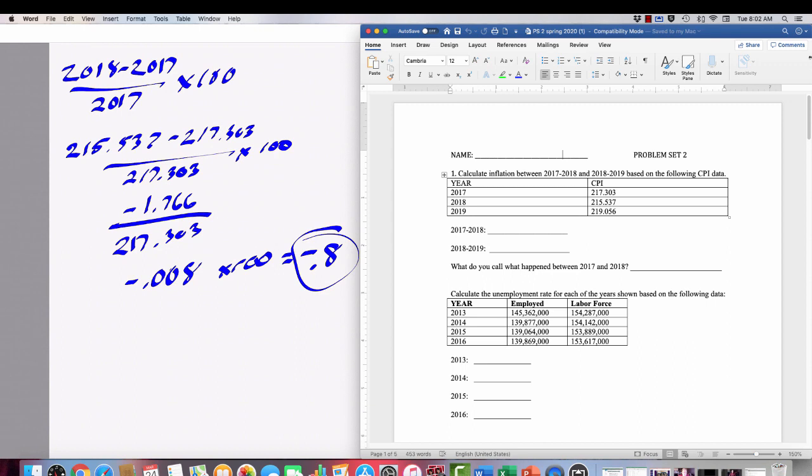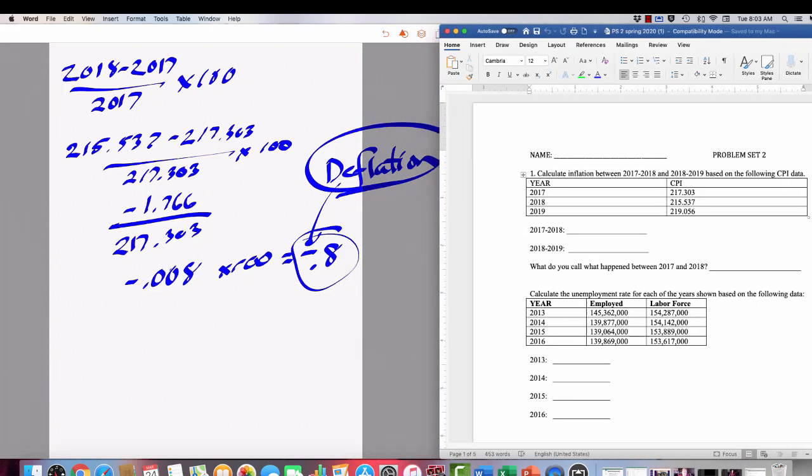inflation. So because this is a negative sign, that means inflation is actually going down, which is something we call deflation, which is the answer there to the second part of the question. What do you call what happened between 2017 and 2018? Because it's negative inflation, we call it deflation. There it is. We call it deflation.